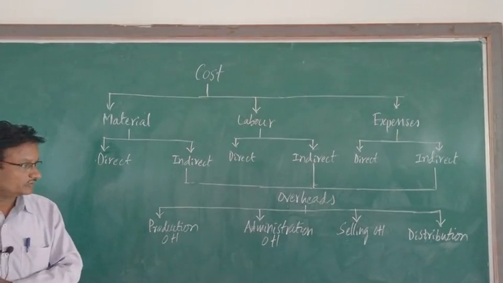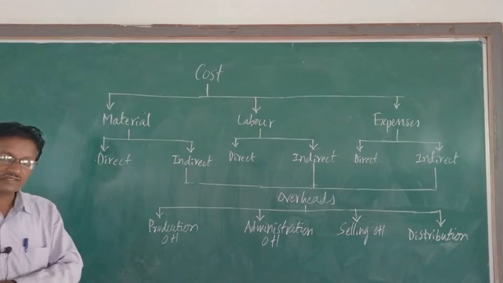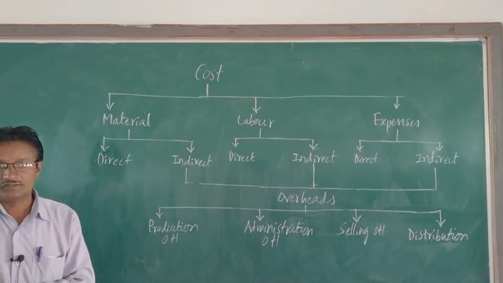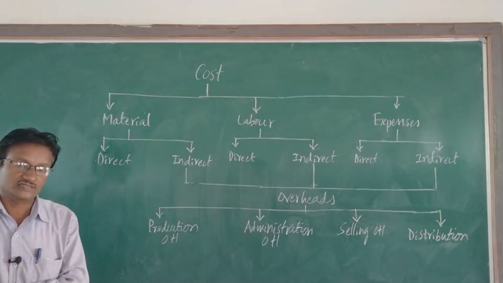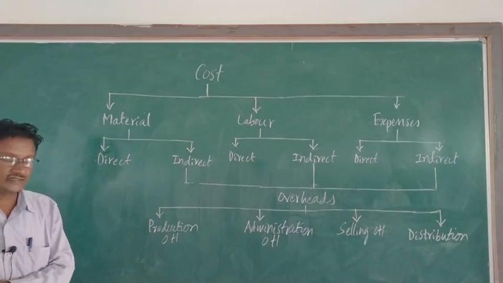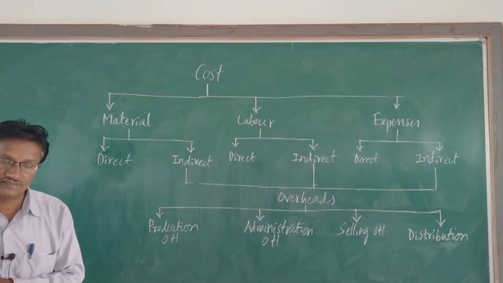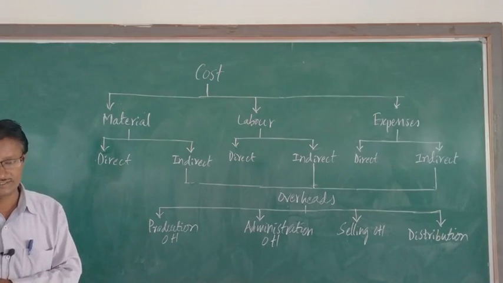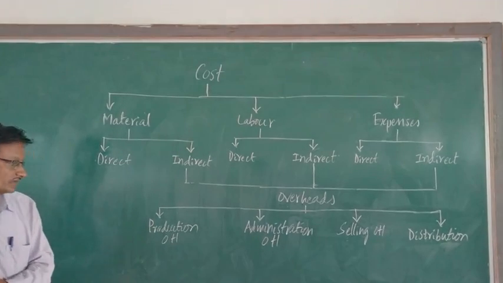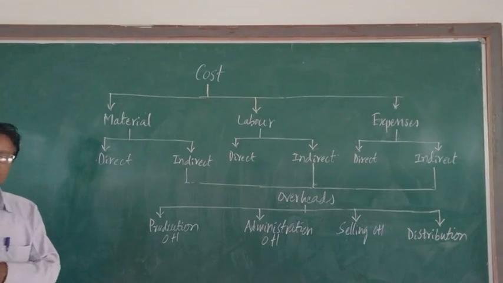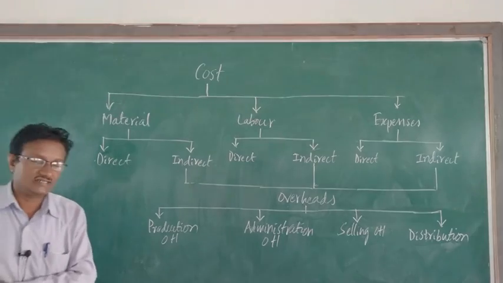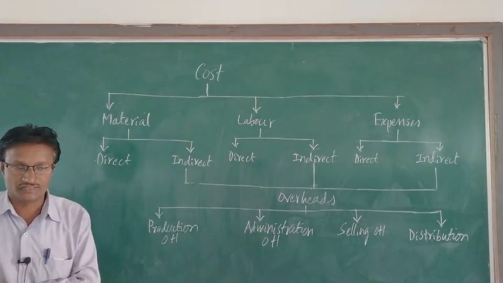Next, what do we mean by overheads? Overheads are the indirect expenses. All indirect expenses are called overheads. Therefore, the aggregate of indirect material, indirect labor and indirect expenses are called overheads. Overheads may be of three types: factory overhead or production overhead, administration overhead, and selling and distribution overhead.